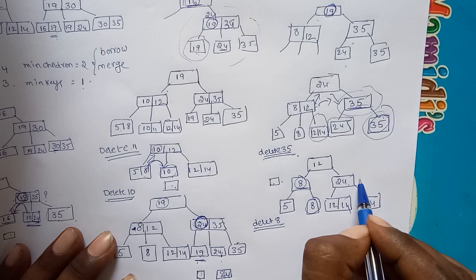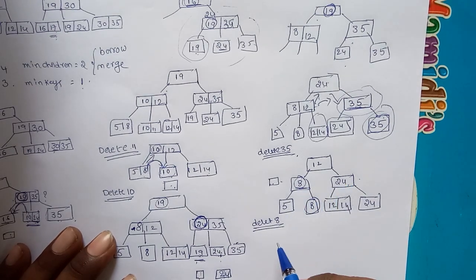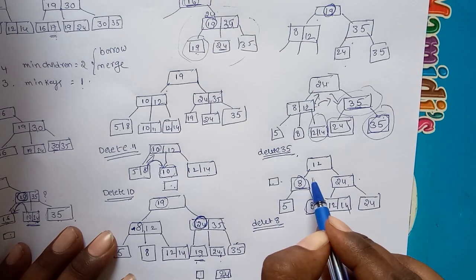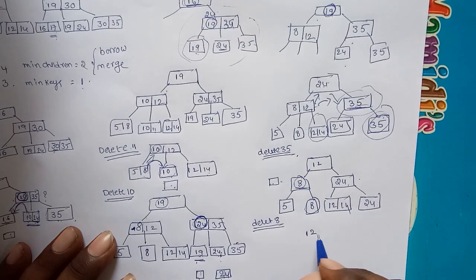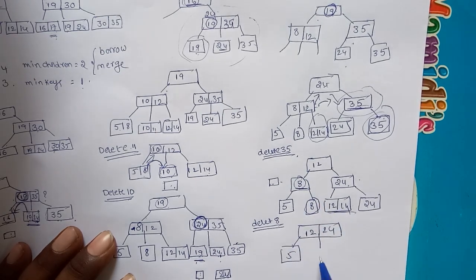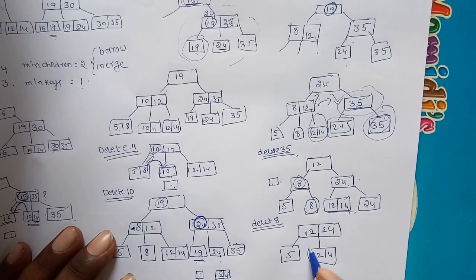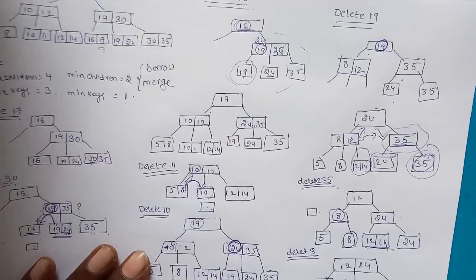The sibling contains only one node. Then what to do? Perform a merge operation. The same procedure: these two are merged, that is 12 and 24 are merged. For 12, the left side is 5, and this is the middle one, and the right side is 24. This is the final deletion.